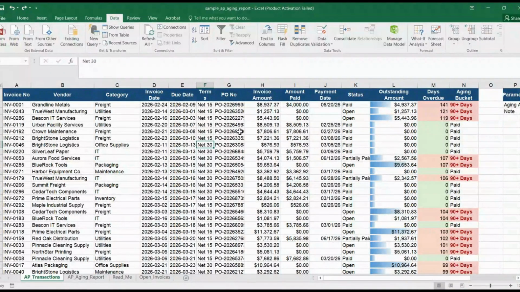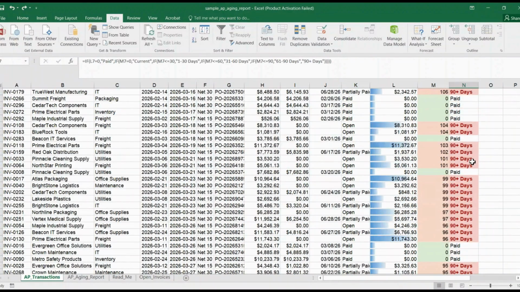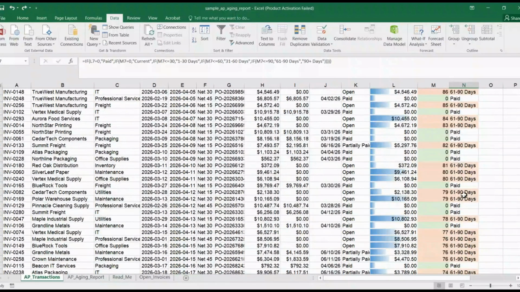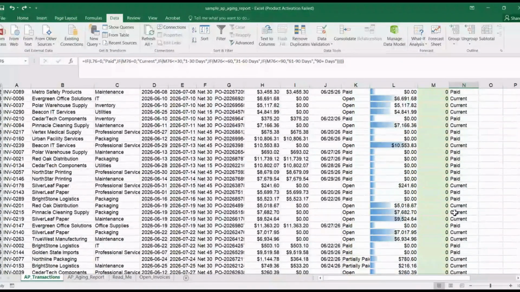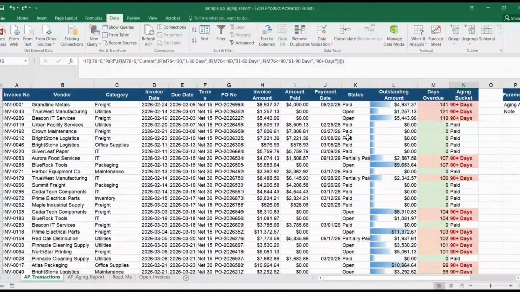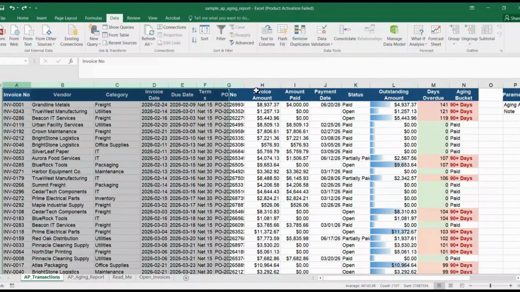Now explaining the aging concept, we can see this report is grouped by unpaid balances into aging buckets. We can see one bucket is 90 days plus, one bucket is paid. We can also see some invoices that are 61 to 90 days overdue, and some are also more than 90 days. So one way is to focus on a specific age bucket.